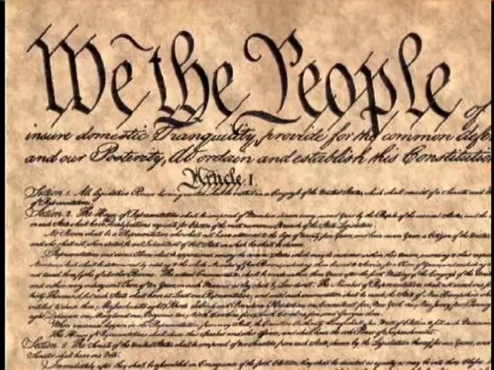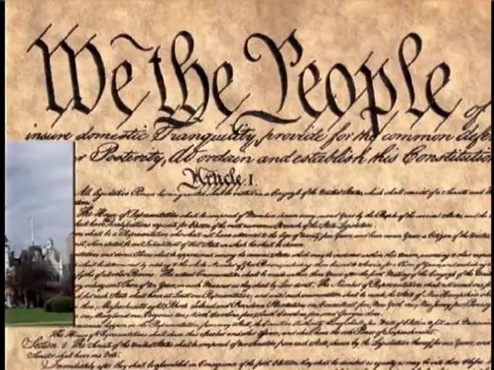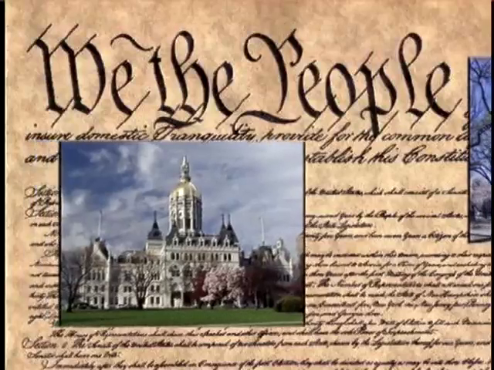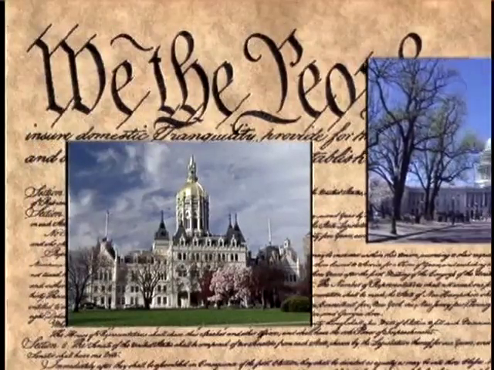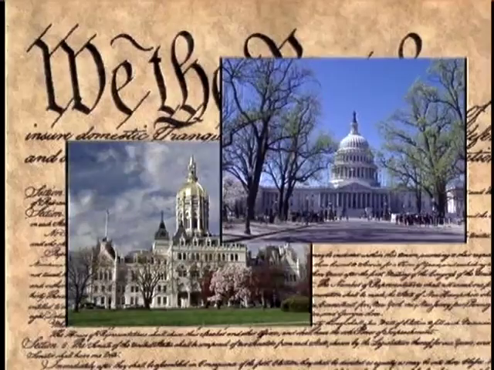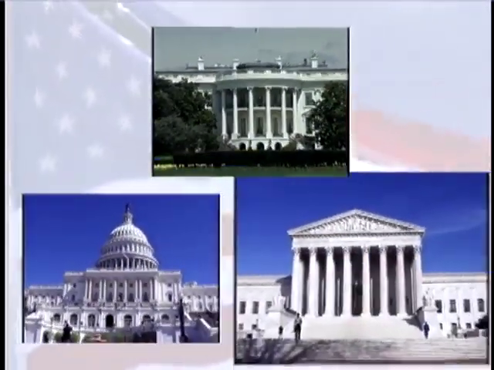To prevent the abuse of power, two basic principles are written into the Constitution. One, the principle of dividing the power between the state governments and the central federal government. And two, the principle of separation of federal powers into three distinct branches: an executive, a legislative, and a judicial. And all of these institutions could check and balance the power of the others.